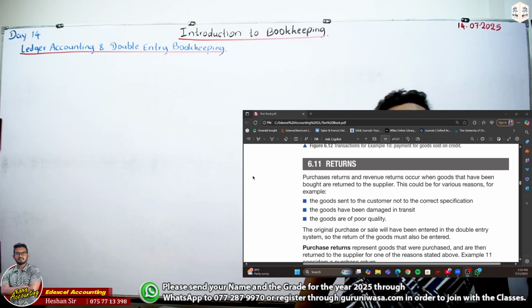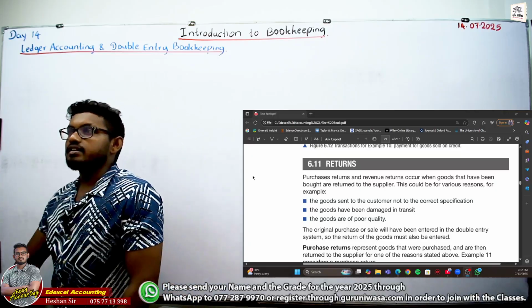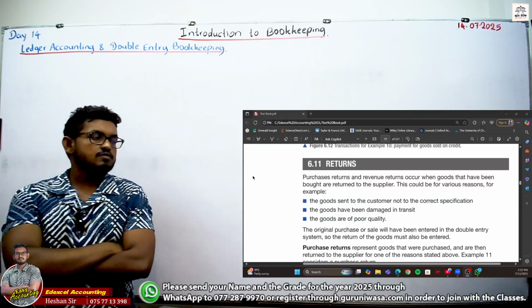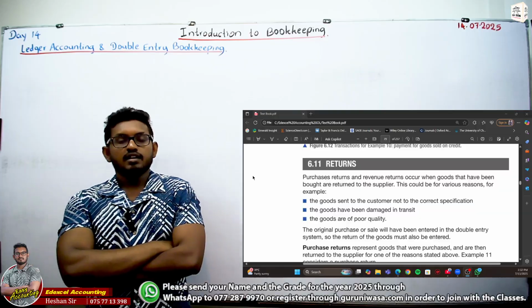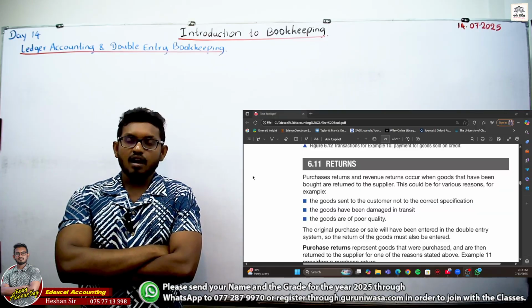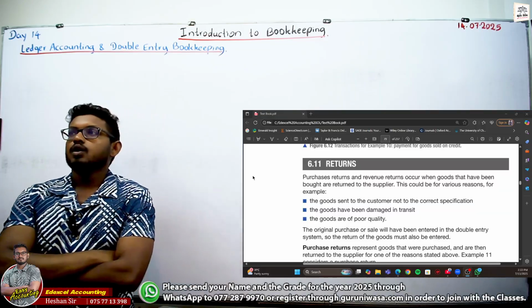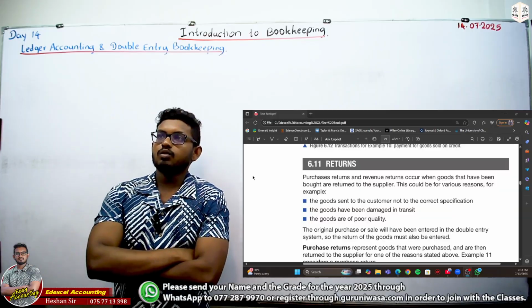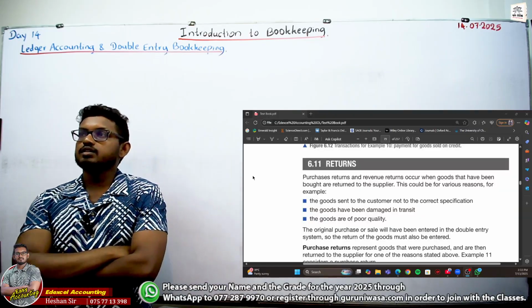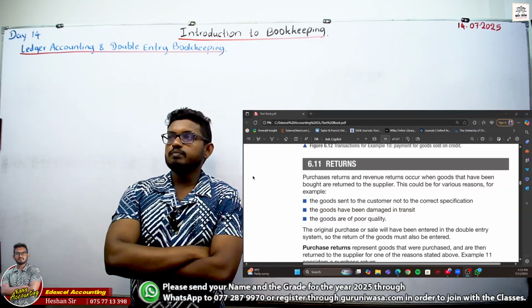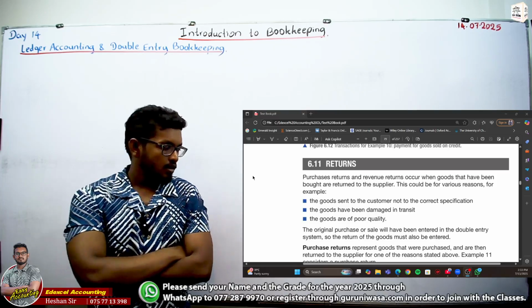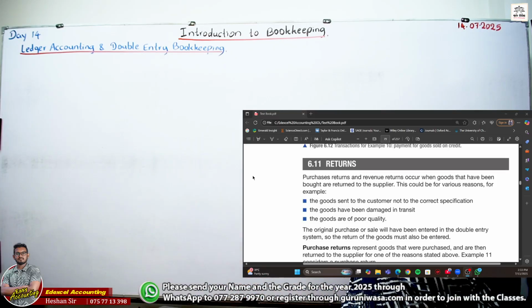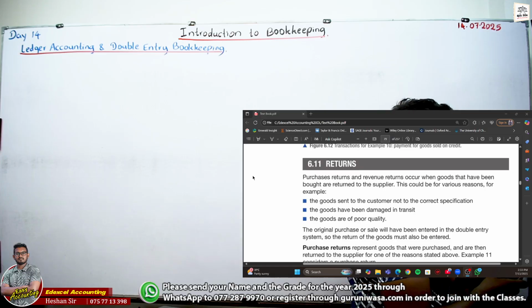Let's see purchase returns and revenue returns. Purchase returns means we return the things we purchased. Revenue returns means customers returning goods. They occur when goods that have been bought are returned to the supplier. This could be for various reasons. Let's see what the reasons are that goods are returned.